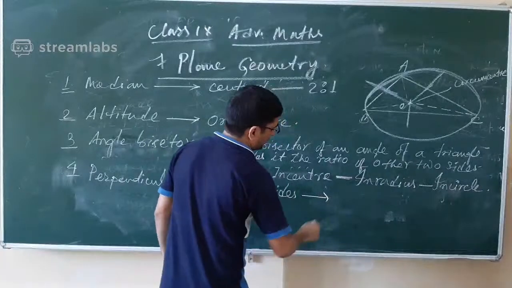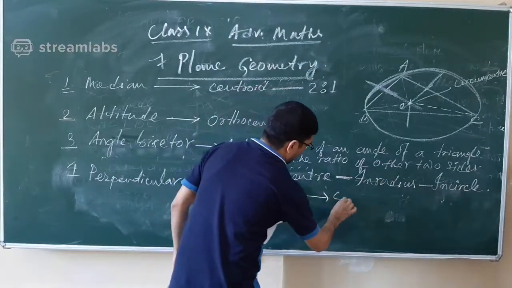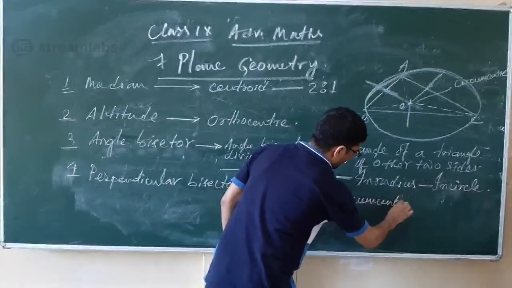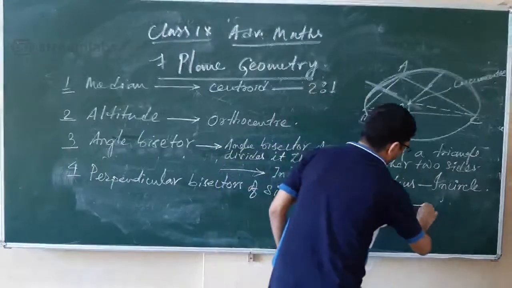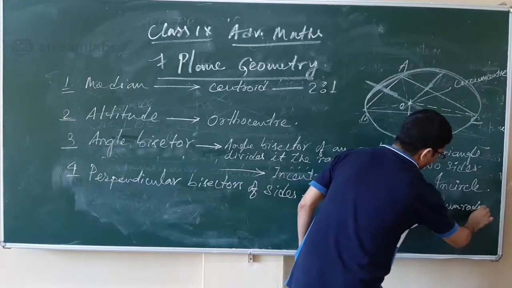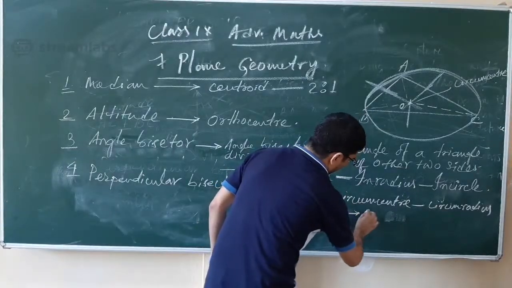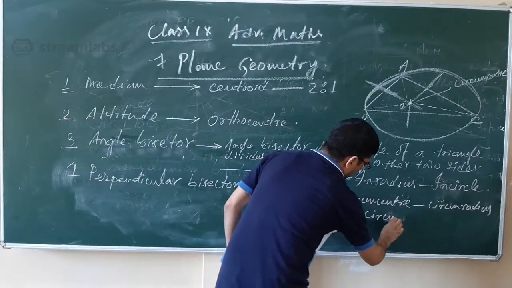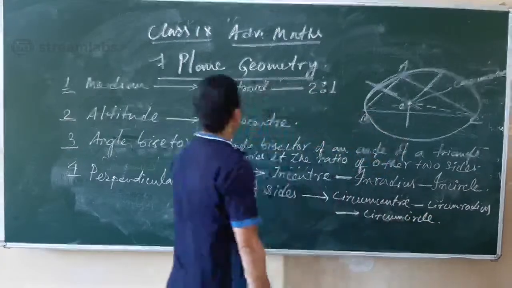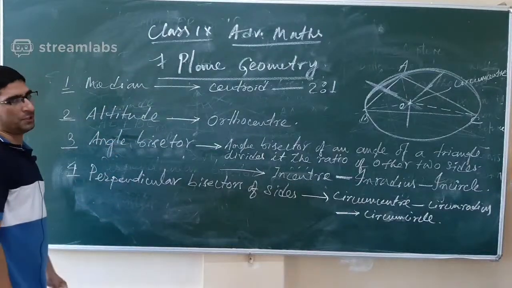Okay, so from here we have understood the perpendicular bisectors of side. When they meet, the point of meeting is circumcenter. Then circumradius and then circumcircle. Okay, these 4 points I have completed.